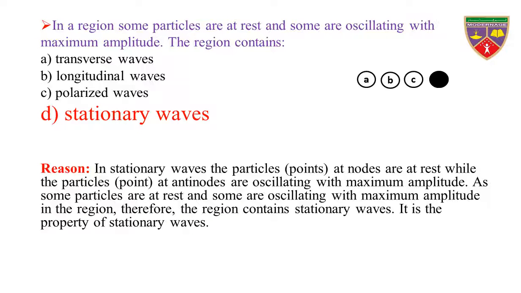Reason: in stationary waves, the particles at nodes are at rest while the particles at antinodes are oscillating with maximum amplitude. As some particles are at rest and some are oscillating with maximum amplitude in the region, therefore, the region contains stationary waves. It is the property of stationary waves. Hence, the region contains stationary waves.